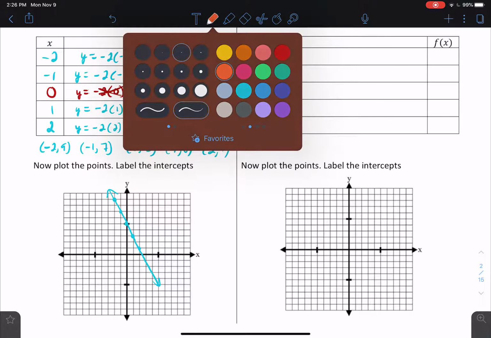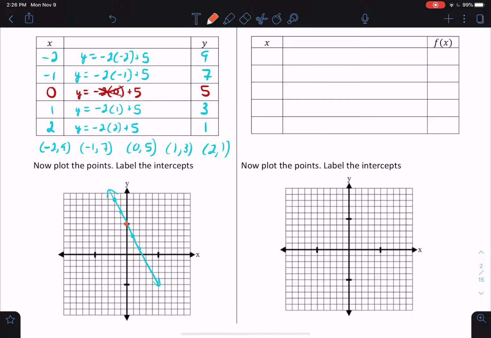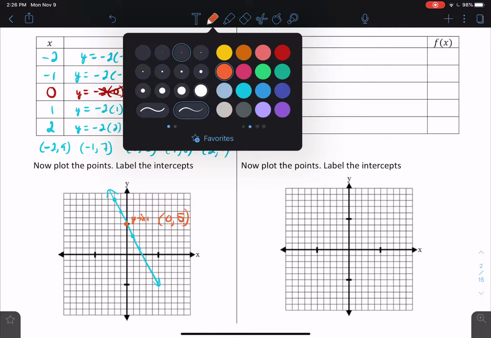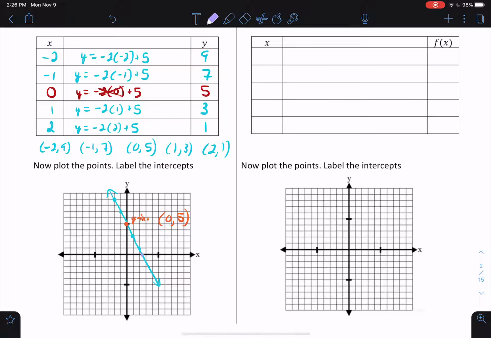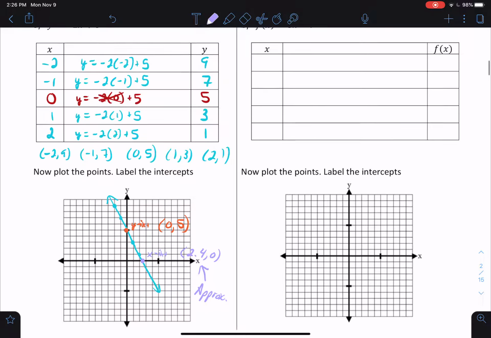Now I want to label the intercepts. Here's the y-intercept, and that's a nice point, 0, 5. And here is the x-intercept, which is about 2.4. This is an approximate answer. We don't actually know what that x-intercept is, but we know it's between 2 and 3, so 2.4, about. Those are the intercepts.